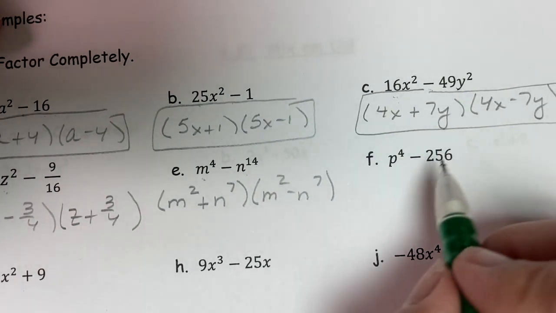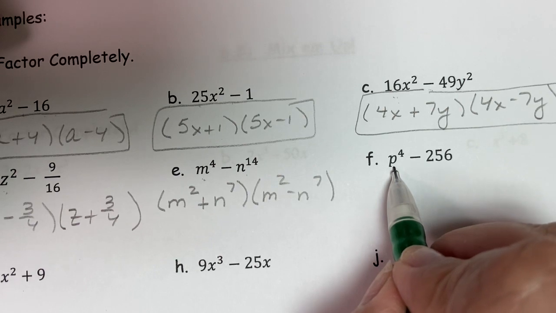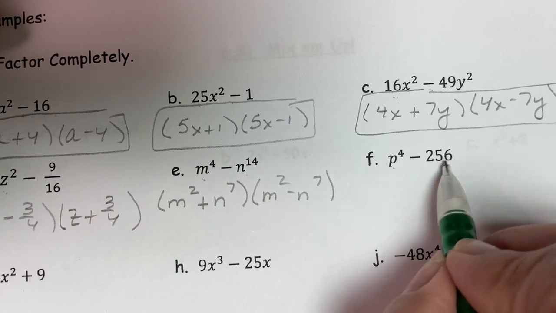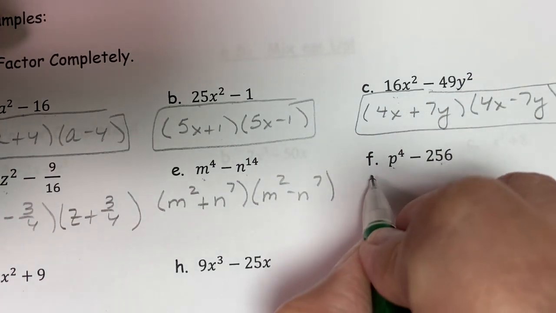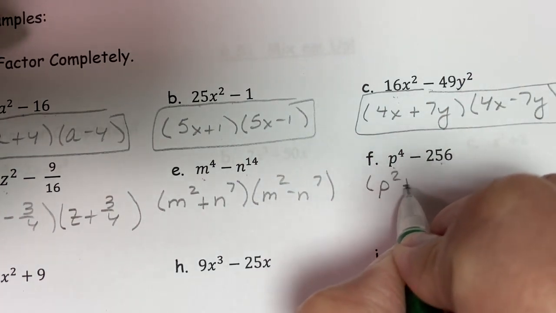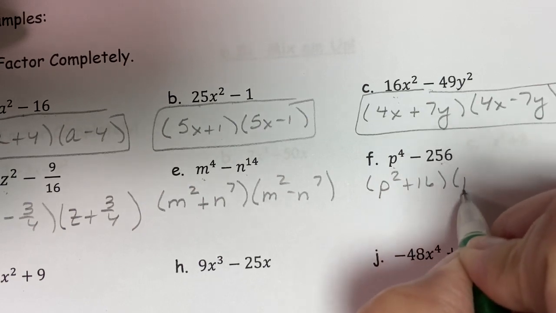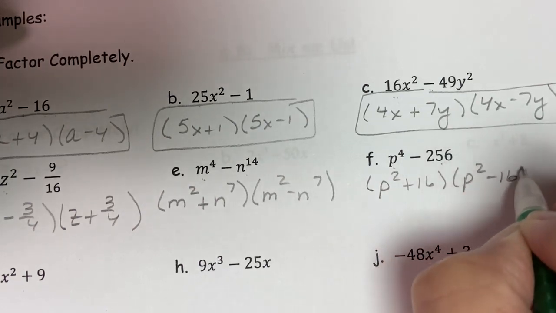Let's look at this one. Can I take the square root of both of these? Yes, this is actually a perfect square. This is 16 squared, if you don't happen to know that. So it's going to be p squared plus 16 times p squared minus 16.